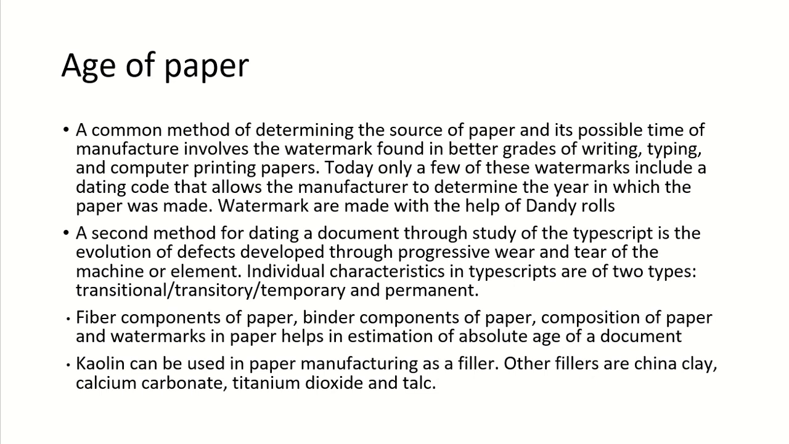Another way is to study the typescript for the evolution of defects because of wear and tear of the machine. Individual characteristics in typescripts are transitional, transitory or temporary, and permanent. The temporary defects and the permanent defects due to wear and tear are studied. The fiber components of paper, binder components, composition of paper, and watermark are all helpful in determining the absolute age of a document. Also, which filler is used: kaolin, china clay, calcium carbonate, titanium dioxide, etc.